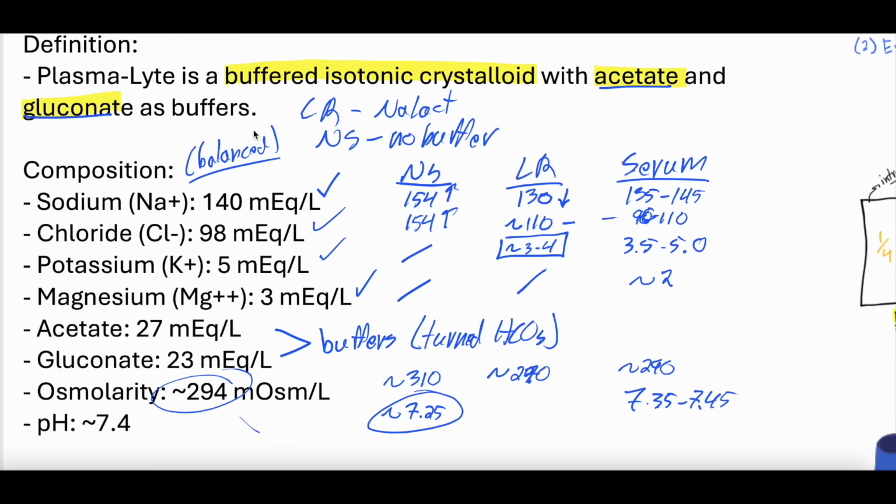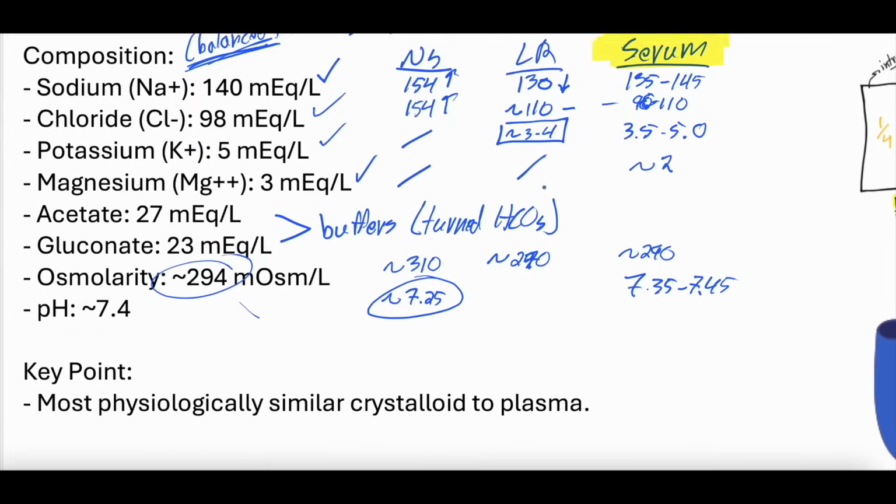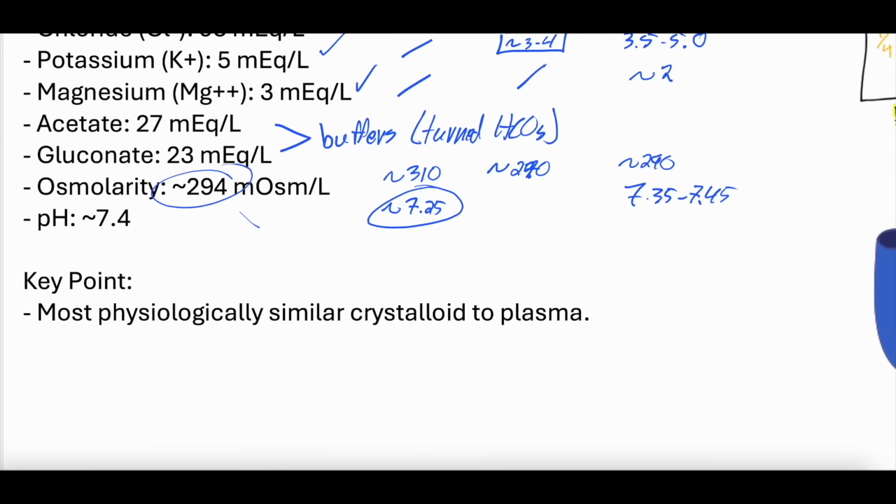So you can see here that this is very balanced. It's very physiologic. The electrolyte content, as well as the concentration, is much more similar to the serum than normal saline, and even more similar to the serum than lactated ringers, although it's certainly close. All right. As we mentioned, looks like we wrote it here to emphasize the point more, most physiologically similar crystalloid to the plasma, and that statement's in comparison to normal saline and even lactated ringers.